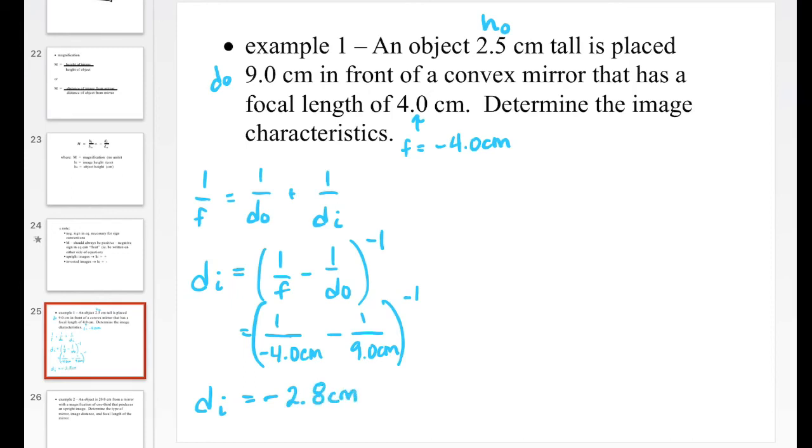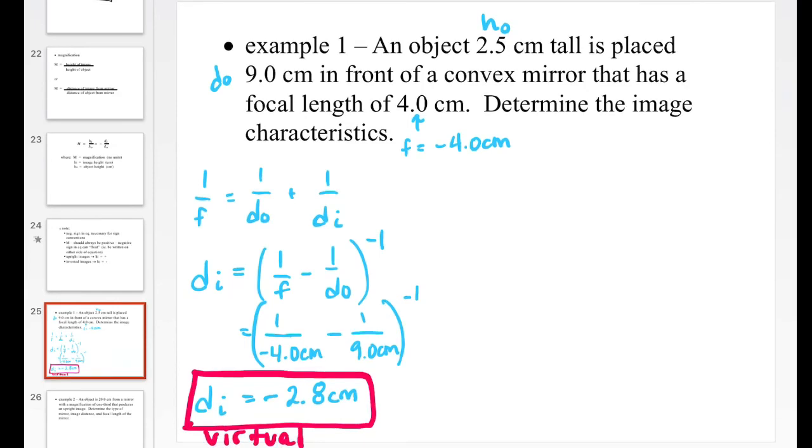Why is it negative? Because it's virtual. That's exactly what we expected. Okay, so that's really, really good that we actually got that. So we know this is virtual. Awesome. Let's go on to the height.